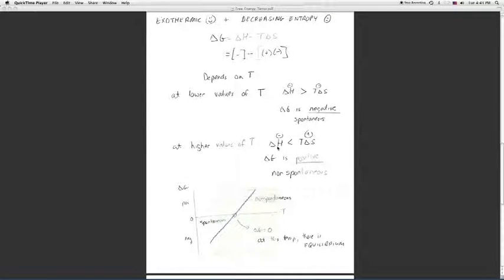Now this negative delta H value hasn't really changed, but it's now less than this value, because as we keep increasing the temperature, we keep making this positive term greater and greater. So at some point, this positive term overrides the value of delta H, and our free energy change will now be positive, indicating a non-spontaneous reaction. On a graph, it might look something like this.